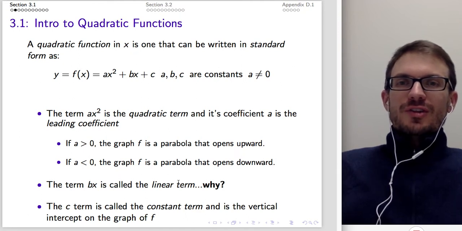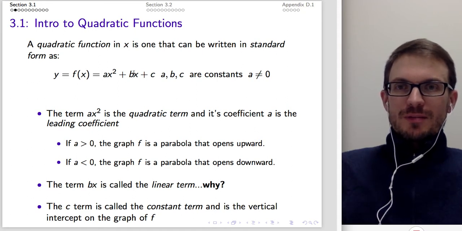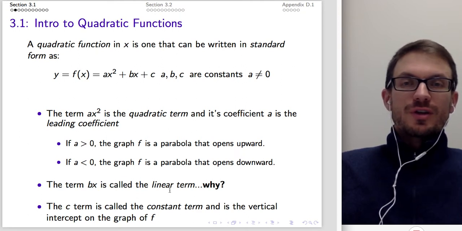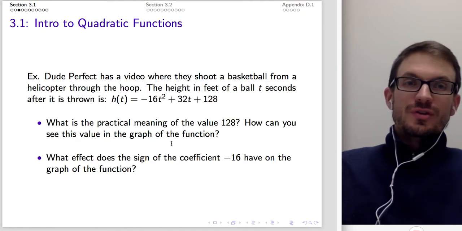And bx is the linear term. Why? Well, here we just have some slope times the independent variable. It's just like we had from y equals mx plus b form. And c is the constant term. It's the vertical intercept on the graph of our function f. Okay, so here's an example.